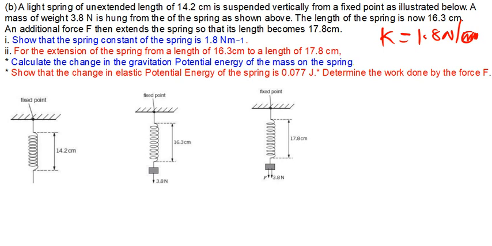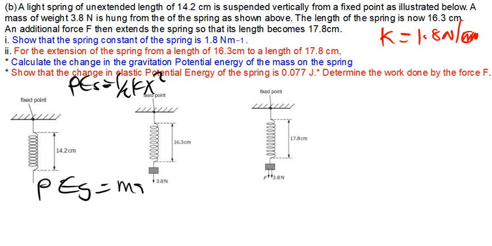Now, let's understand the question. Gravitational potential energy. There is what we call elastic potential energy, which is given by half kx squared. Gravitational potential energy is the one we did in semester 1 under work, energy and power, which is mgh. So we want to find the gravitational potential energy.